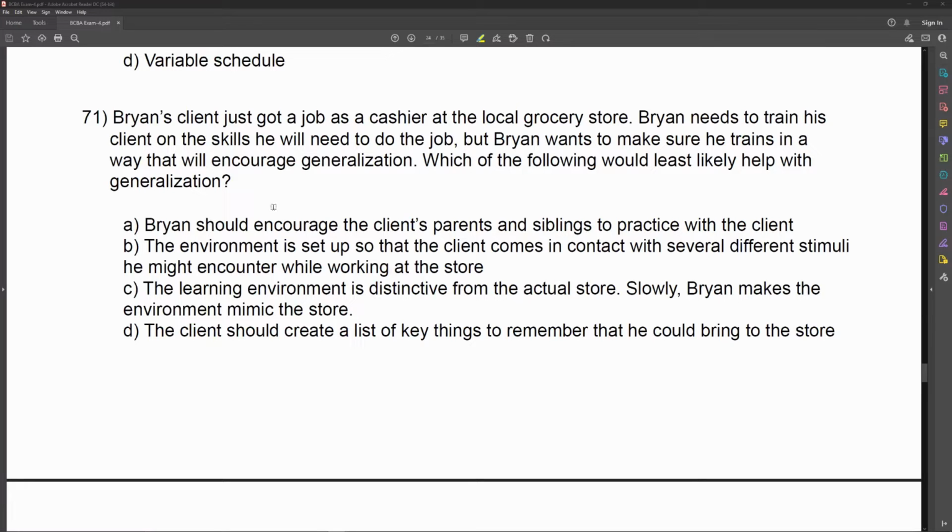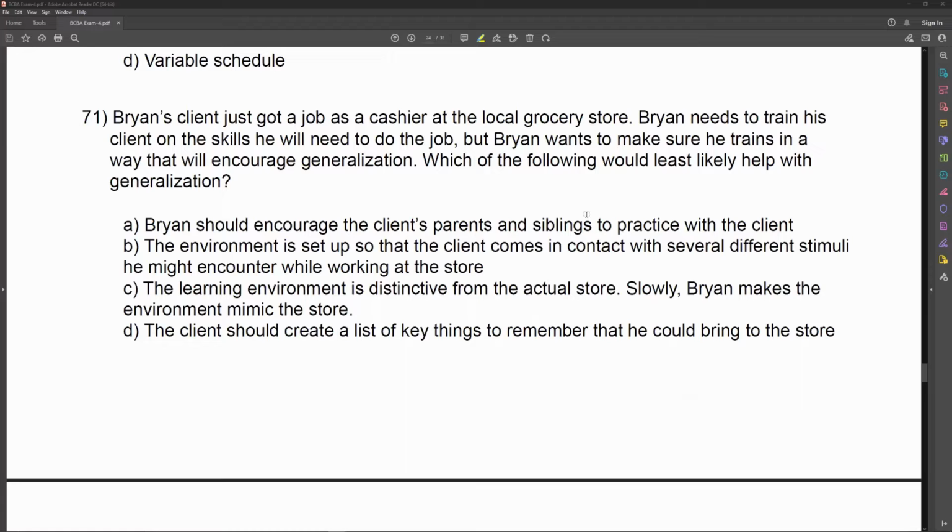So 71, Brian's client just got a job as a cashier at the local grocery store. Brian needs to train his client on the skills he would need to do the job, but Brian wants to make sure he trains in a way that will encourage generalization. Which of the following would least likely help with generalization?